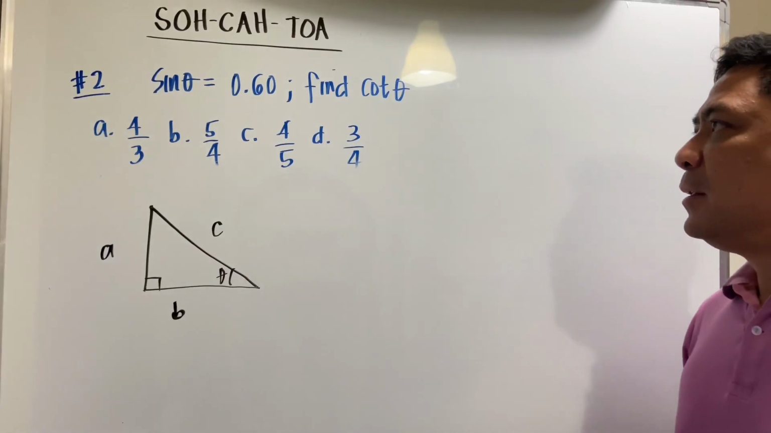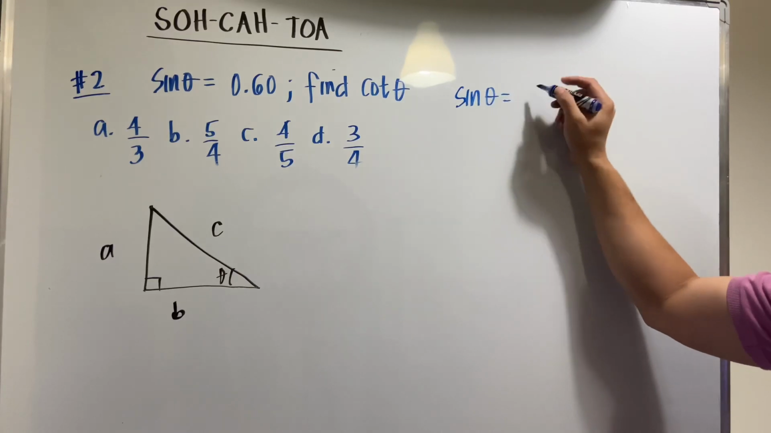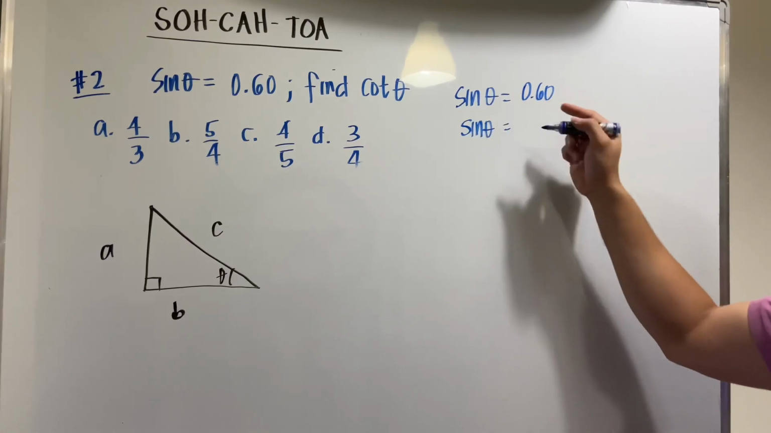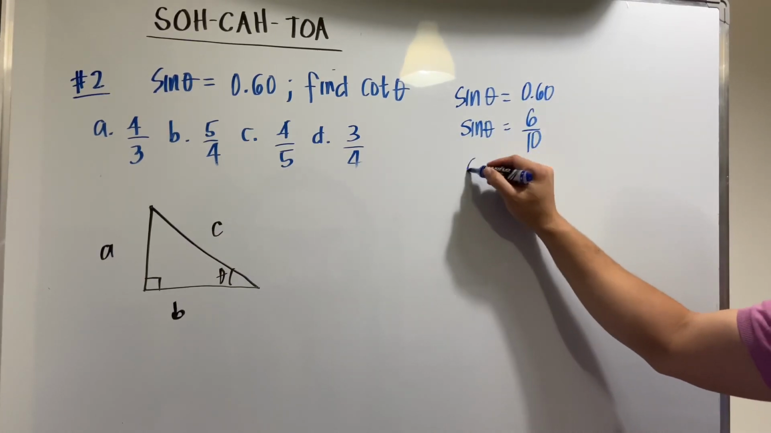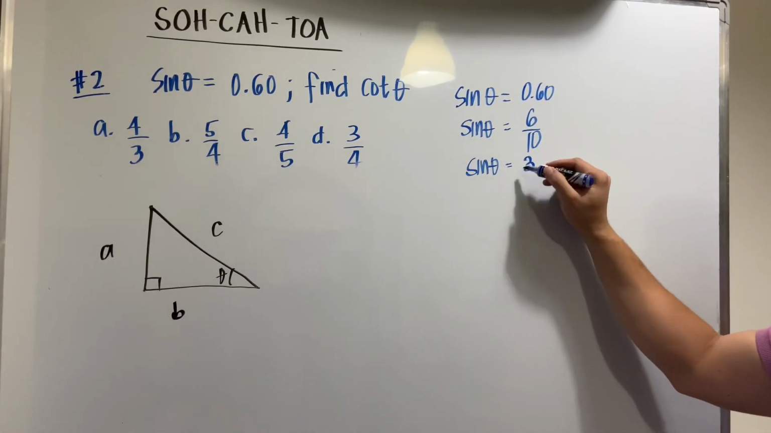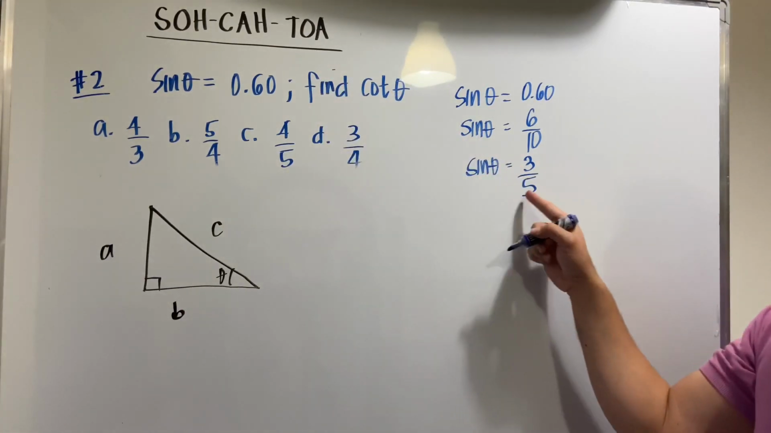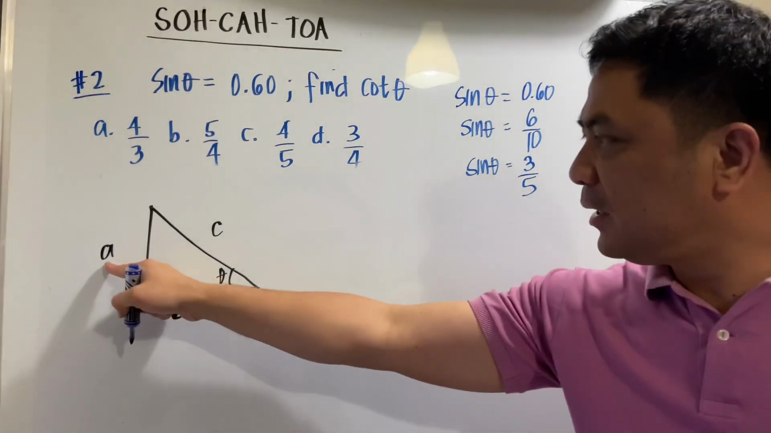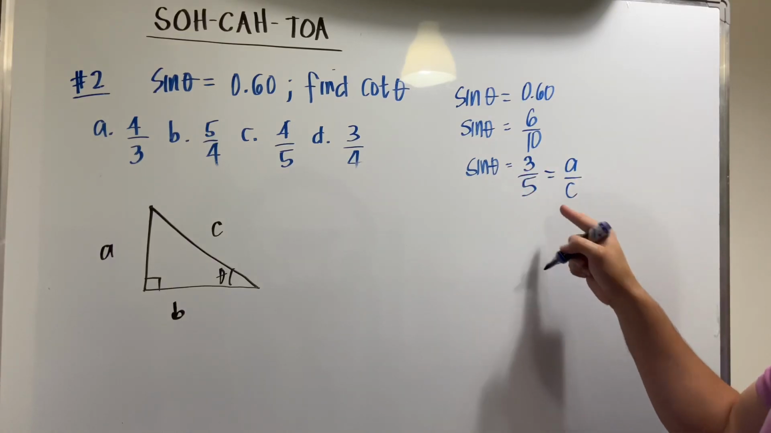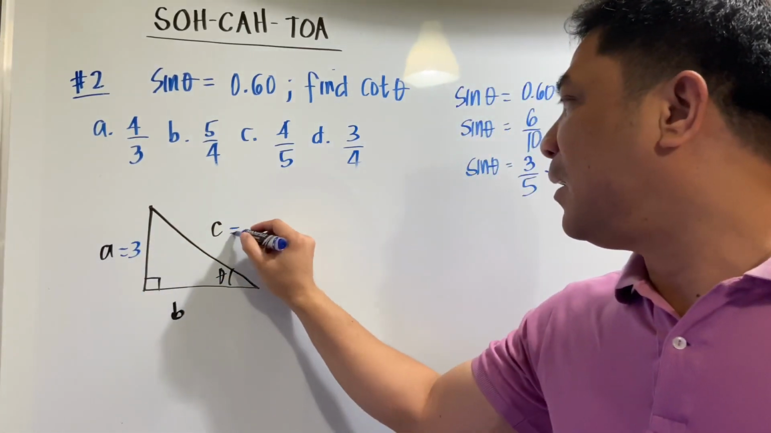So the problem says sine theta is equal to 0.6. So expressing this in terms of a fraction, this is 6 over 10. Reducing 6 over 10 to the lowest form, that is 3 over 5. So therefore, SOH-CAH-TOA means sine is opposite over hypotenuse. So this is A over C. That means your A is 3 and your hypotenuse is 5. So this is 3 and then you have 5.